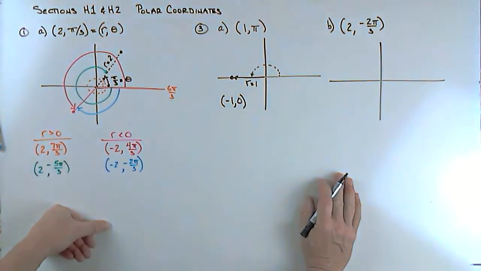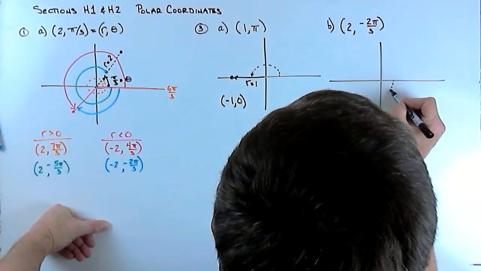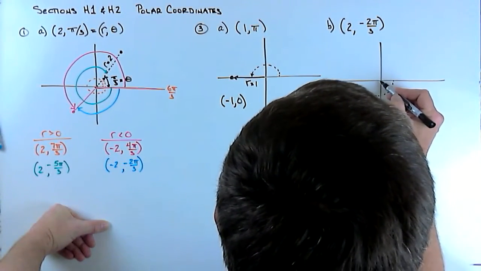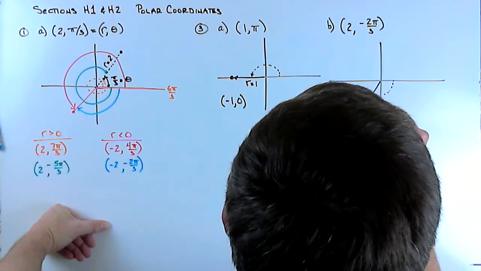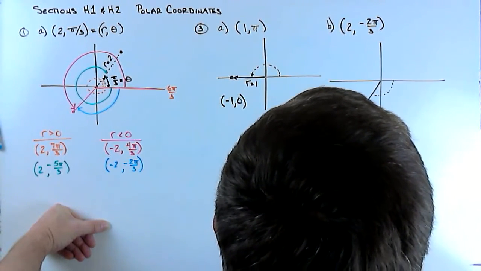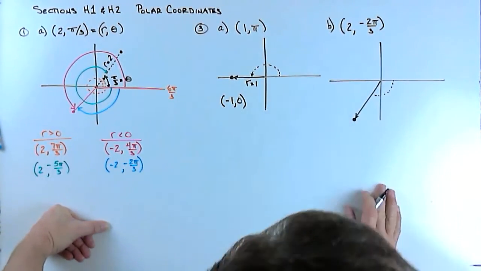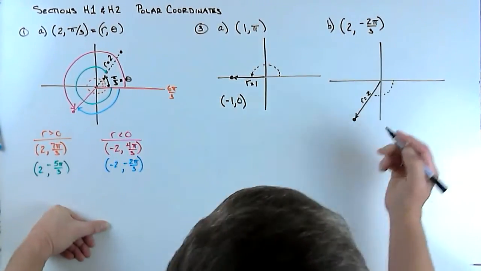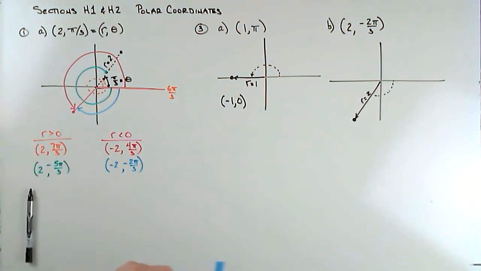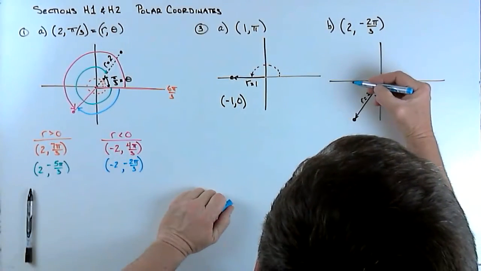Well, if we plot this, first we're going to use our angle of -2 pi over 3. So that's going to put us right here. And then r is 2. So here we are, we're right here. This is our point. Remember, this is r equals 2. Now, one way we could do this is we could just draw the triangle.